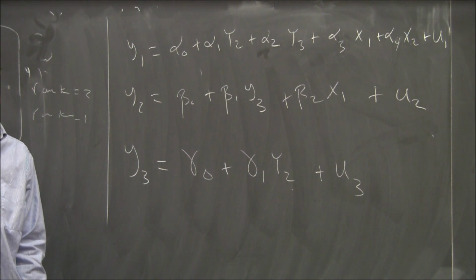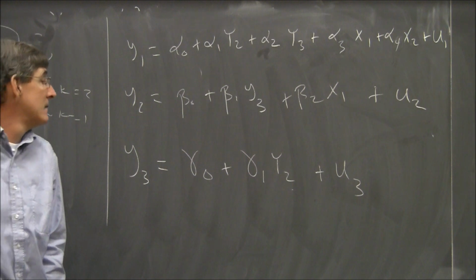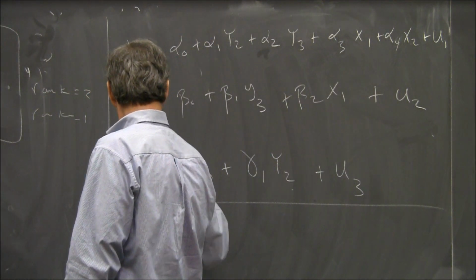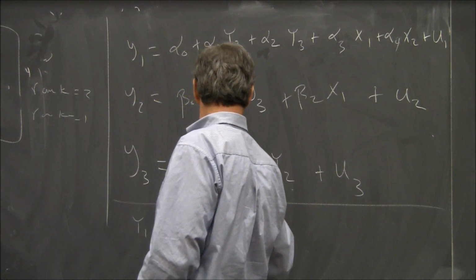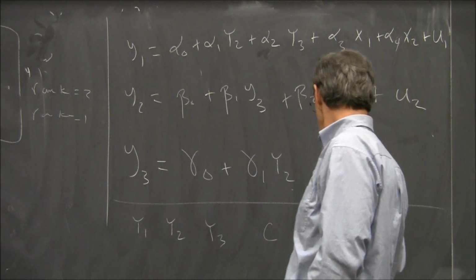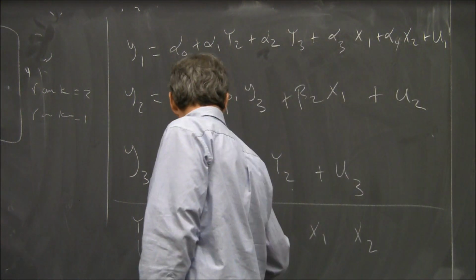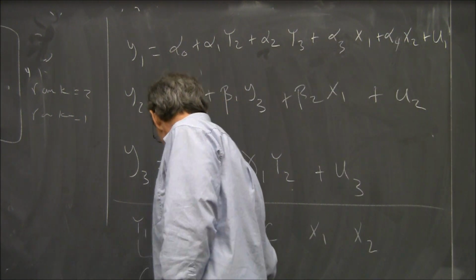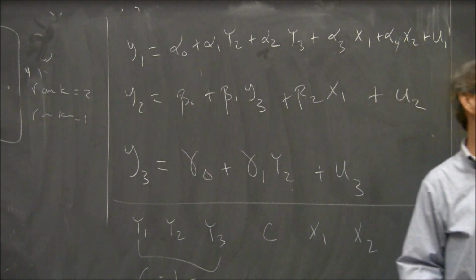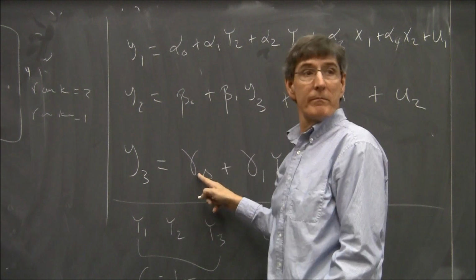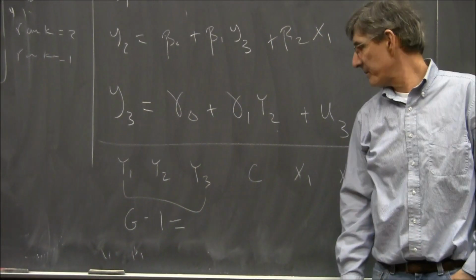So what are the variables in the system? y1, y2, y3, c, x1, x2. The endogenous variables are the y's. So this tells us that g minus 1 equals 2. Where's c? The constant.